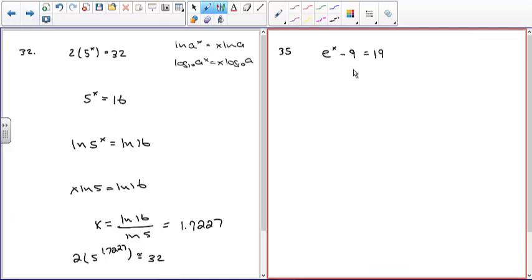Okay, again, want to solve for this e to the x, so we just have to add 9 to both sides, like that. It's an exponential function. In this case, it is e, so that makes it even easier. So I take the natural log of e to the x, natural log of 28, natural log of e to the x is x, and then I just plug in natural log of 28 in my calculator, and I get 3.3322.